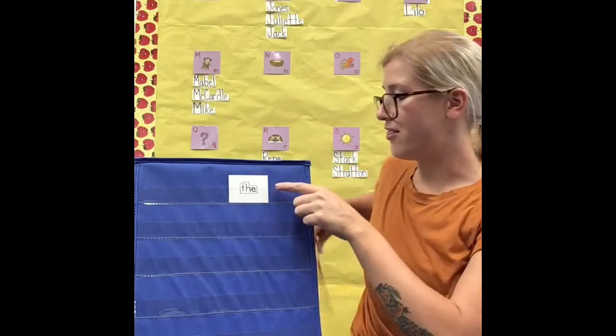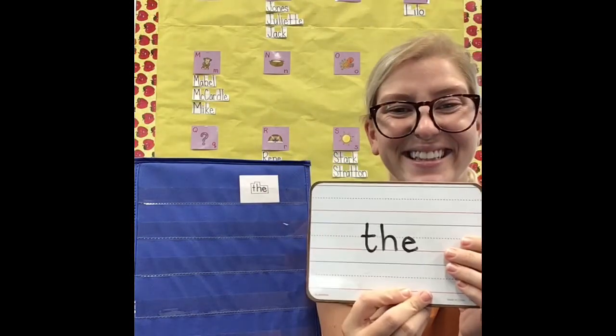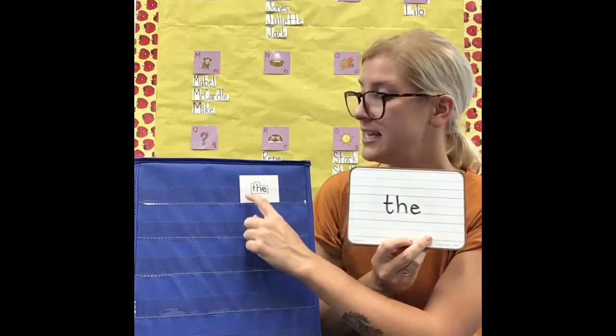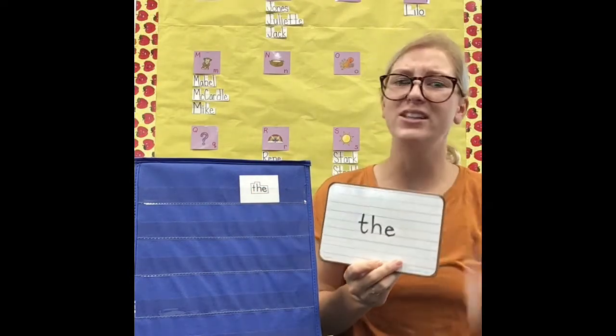This is our word, the. We usually read and write the like this. A T that goes down and across through it, an H that goes down and a little bump, and an E that goes across and around. But have you ever seen the word the look like this? I can tell it's the same word, T-H-E, the. But it looks a little different.